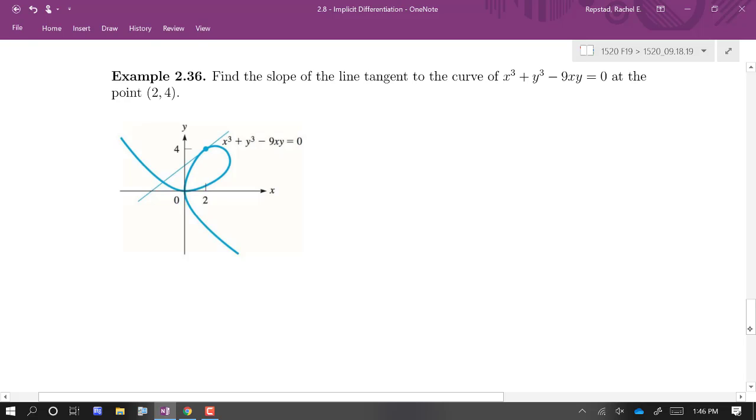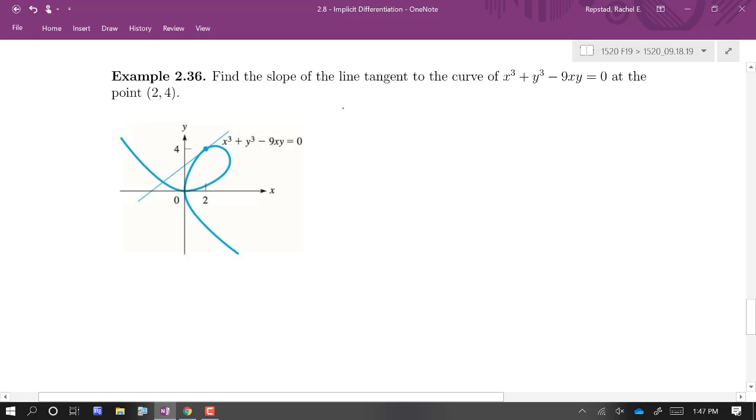But the derivative dy/dx is well defined if I know both coordinates. If I trace along, finding the slope of a tangent line seems doable at any point. And that's what we're going to do. In fact, we're going to find dy/dx and then use it to find the slope at the point (2, 4). So let's begin.